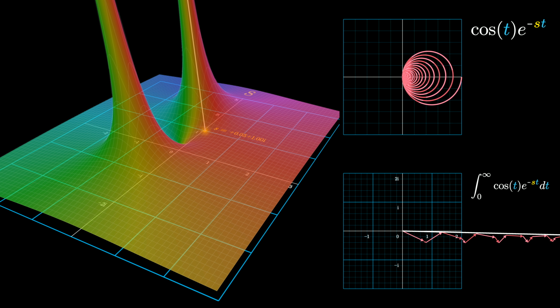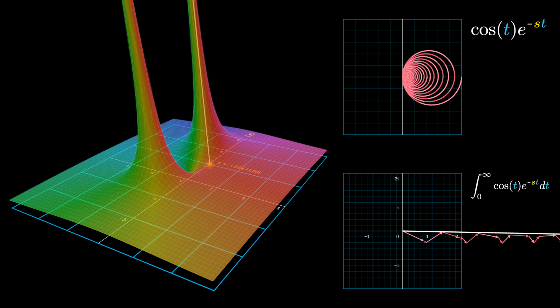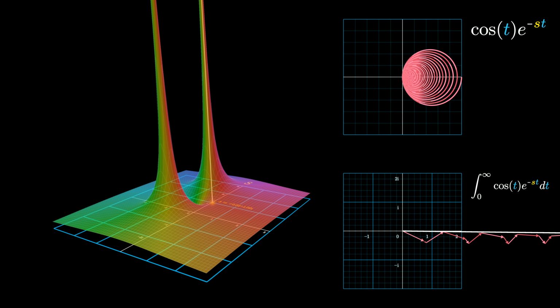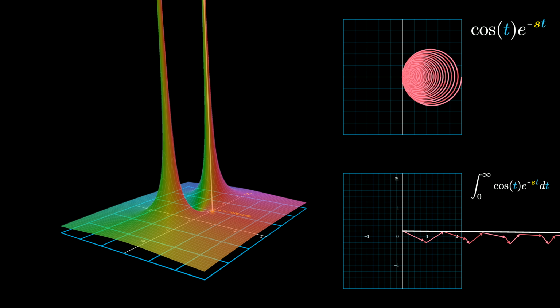From there, if I were to decrease the real part of s, meaning less and less decay, then the integral gets closer and closer to infinity, hence why we see a pole above that value.